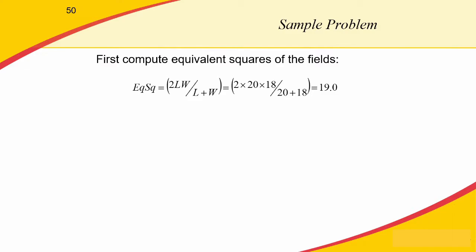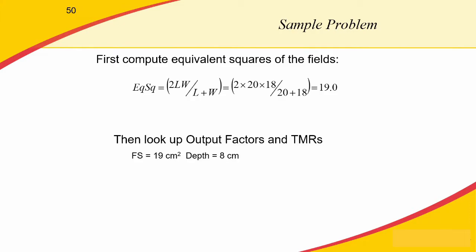If you remember our equivalent square equation from part 1, we plug in our values: 2 times 20 times 18 divided by 20 plus 18. That gives us an equivalent square field size of about 19. So in our tables for our calculations, we'll look up a 19 by 19 square field.